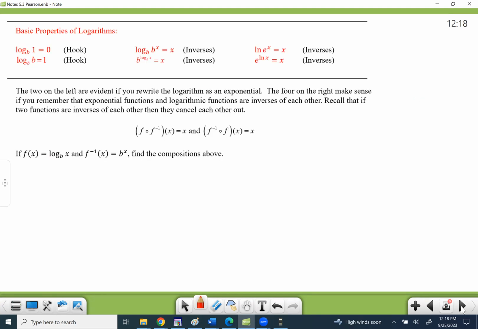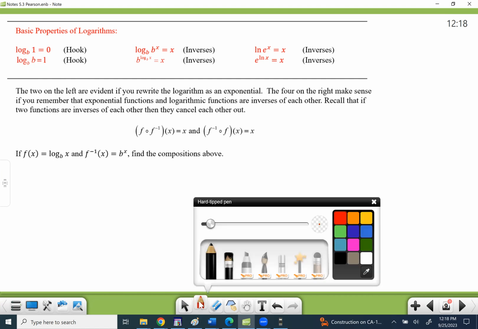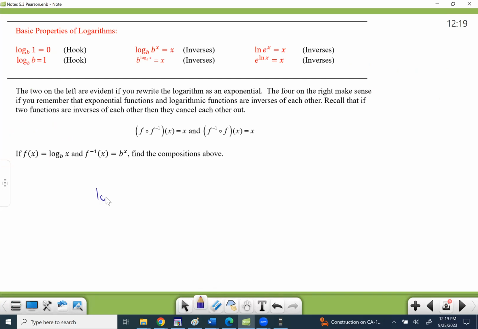So here are some basic properties of logarithms. Let's just go through these and look at them. We're saying right here that these two are obvious if you use the hook. So let's make sure we understand. If we have log base b of 1 equals 0, we hook it, that'd be b to the 0 power equals 1. And that makes sense. We said anything to the 0 power is 1. So that makes complete sense. So anytime you see a 1 after a log, you know your answer is 0.